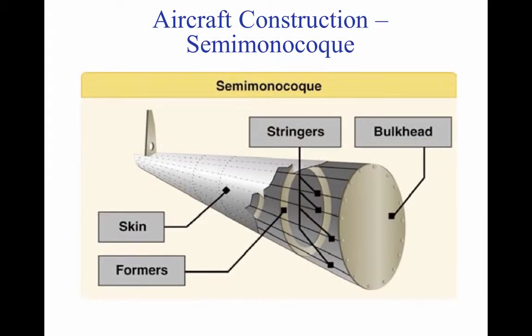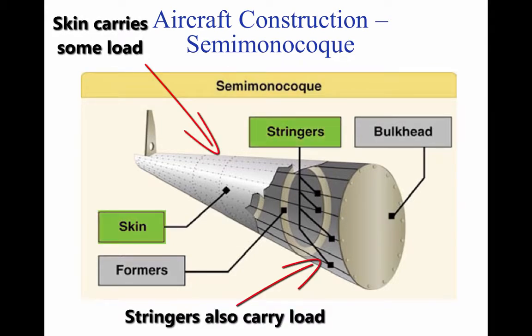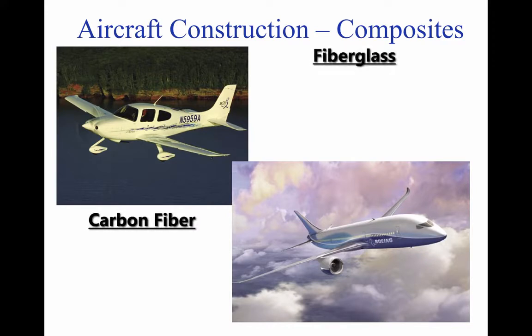This type of aircraft fuselage design combines the monocoque and truss designs and is called semi-monocoque. The skin still supports some load, while the stringers also carry load. This improves the strength of the fuselage over the monocoque design. Composite materials are fine fibers arranged in a matrix system held together by glue such as epoxy and polyester resin. The fibers are most commonly made from carbon fiber or fiberglass.